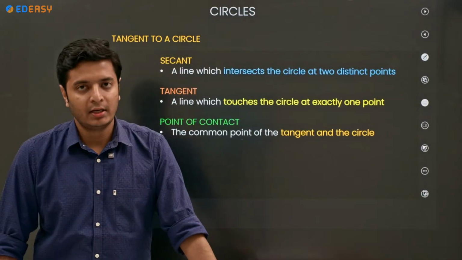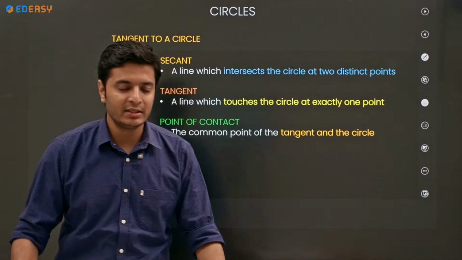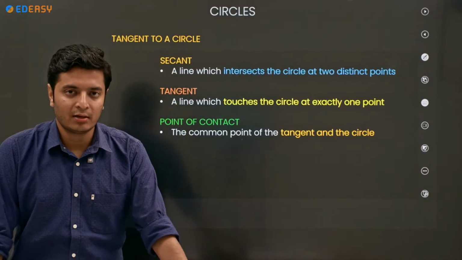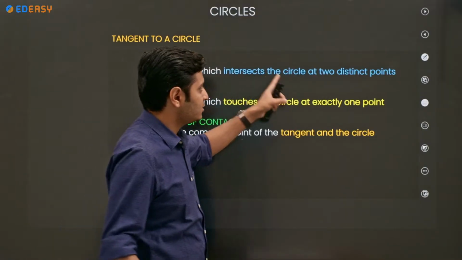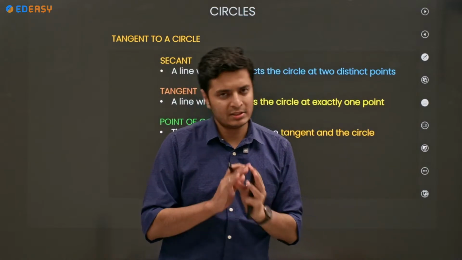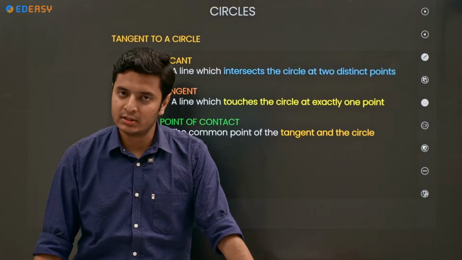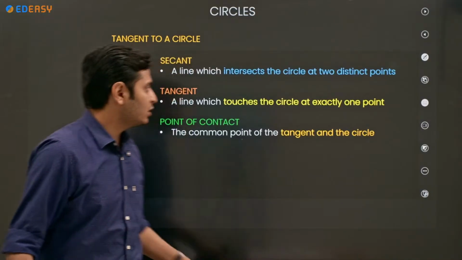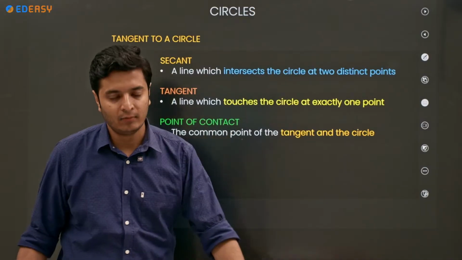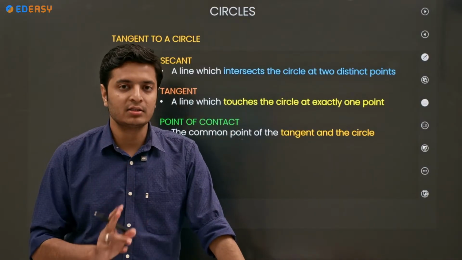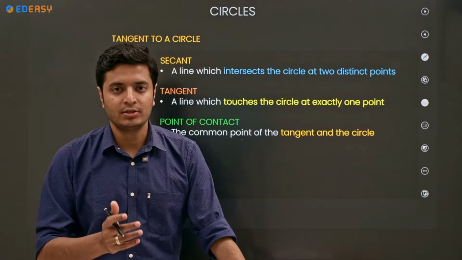Now, secant, tangent and point of contact. So we are majorly using these three terms, no? Secant, what is a secant again? A line which intersects the circle at two distinct points. Simple as that. If a line is meeting the circle at two distinct points, then it is known as the secant. Then we are talking about tangent, a line which touches the circle at exactly one point. If a line is touching the circle exactly at one point, then it will be known as a tangent.